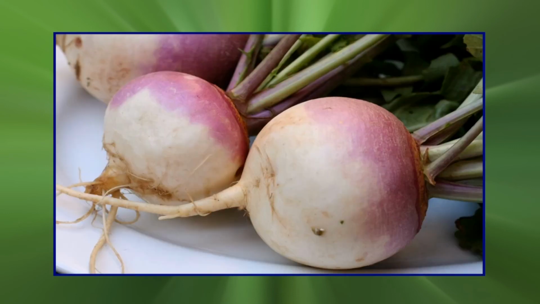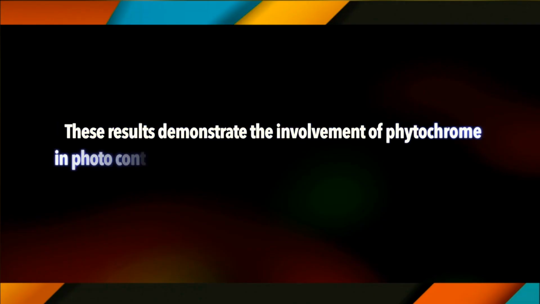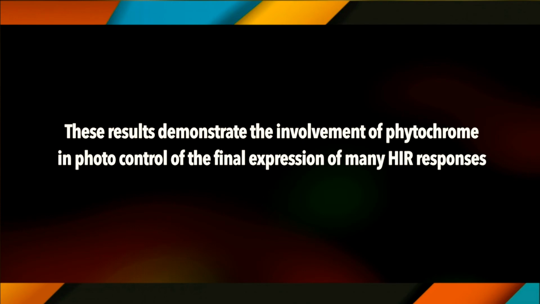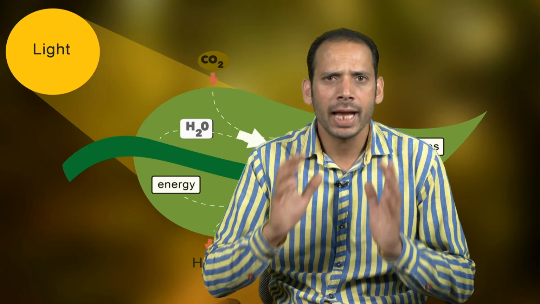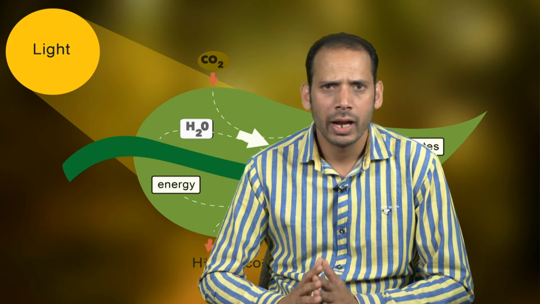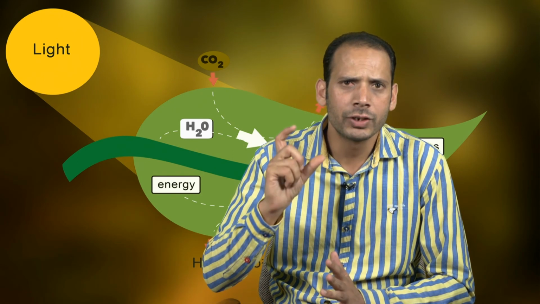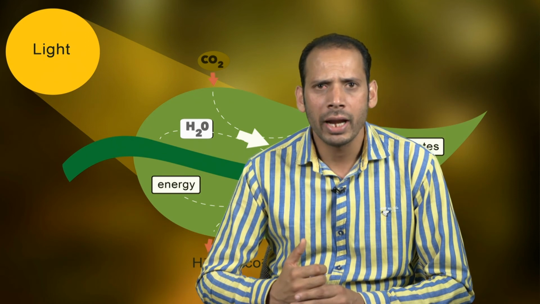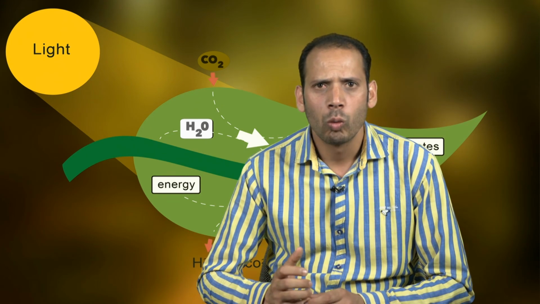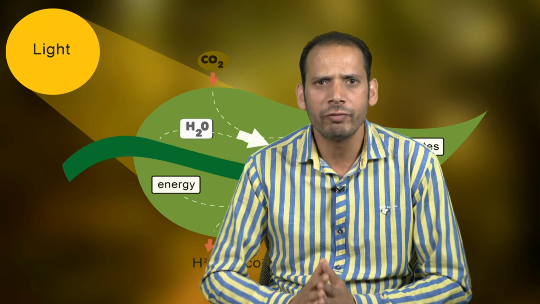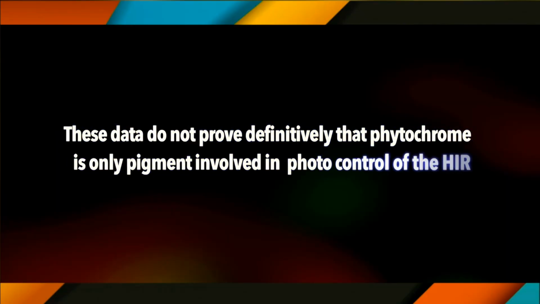These results demonstrate the involvement of phytochrome in the photo control of the final expression of many high irradiance responses, but perhaps with the exception of seed germination results and those cases in which a brief red light exposure and a prolonged far red light exposure produce responses quantitatively very similar. These data do not prove definitively that phytochrome is the only pigment involved in the photo control of high irradiance responses.